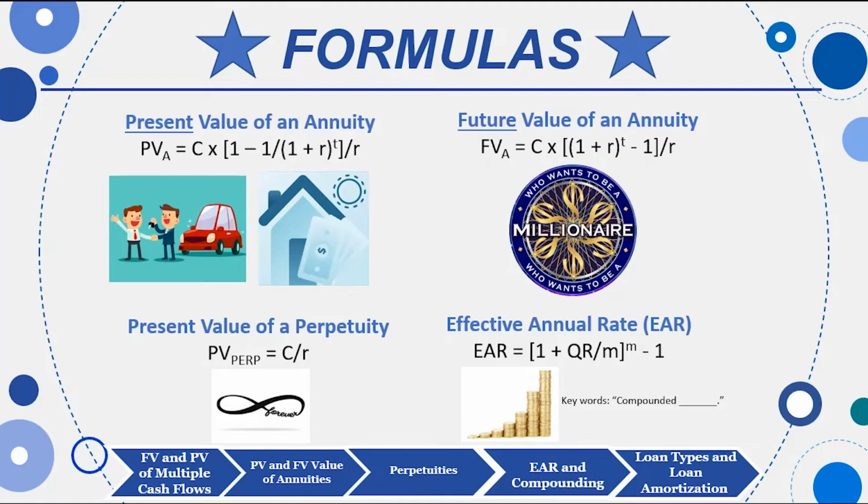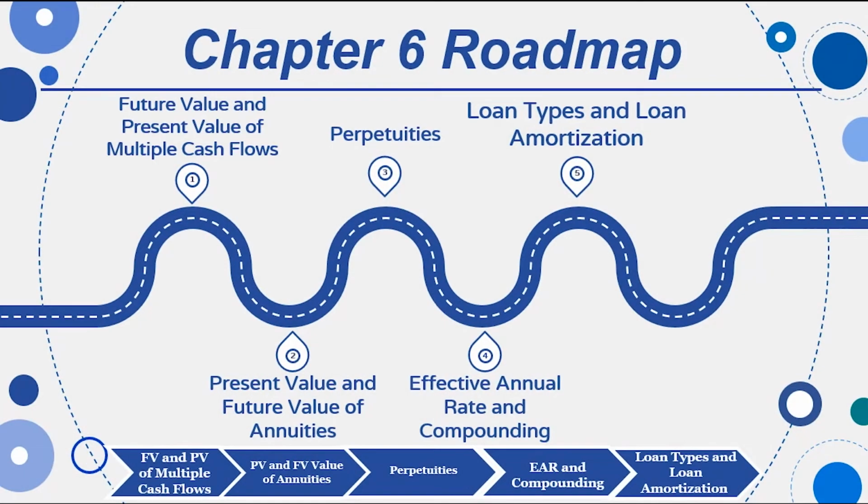If you have an 18% credit card in your wallet and on the back of your credit card bill it says compounded monthly, you'll be paying much, much more than 18%. So we'll go through that and calculate some of those effective annual rates.